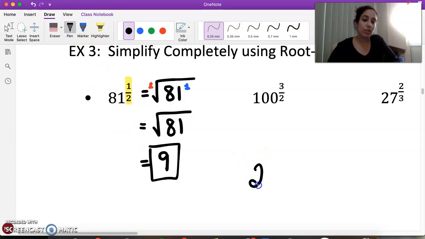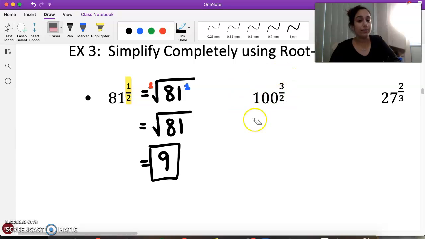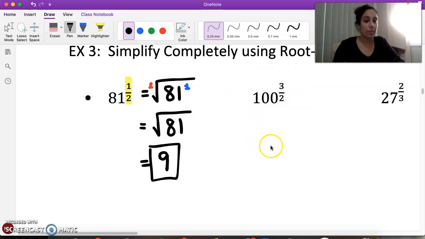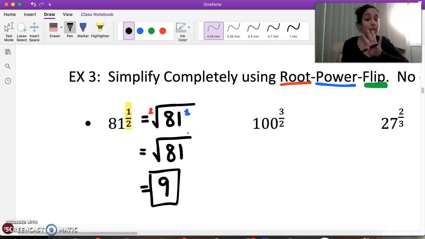If I were to say, what is 27 to the 1/3 power, it's the same thing as saying, what's the cube root of 27? And that's 3. So to the 1 over a root, it is saying, what is the square root, cube root, 4th root, 10th root of that number? Here, we are actually going to split this up. And that is where root power flip is going to come in handy. So we're going to do root in red, power in blue, and then flip. But flip only comes in handy when we are dealing with negative exponents, and we will talk about that in a few minutes. Now, we're going to do root and power first.